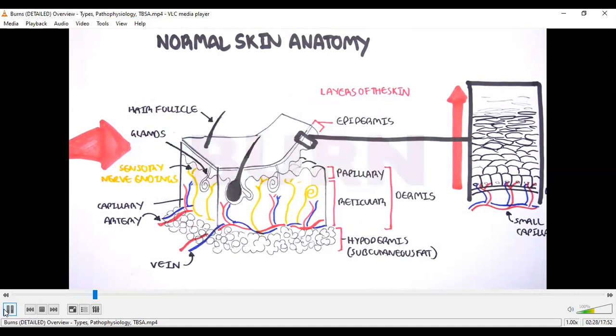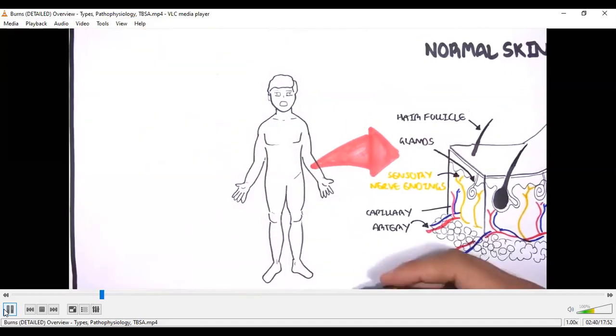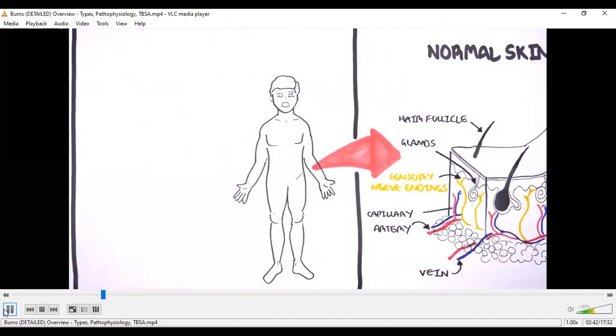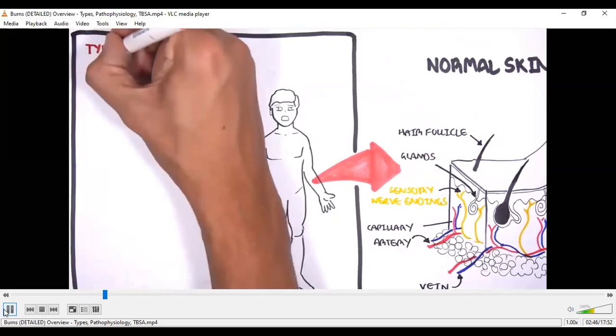Similarly, if a person suffers from a burn injury, it can easily introduce bacteria and other organisms such as fungi into the body and can cause significant problems. So what are burns? Burns are injuries to tissues caused by heat, friction, electricity, radiation, or chemicals.